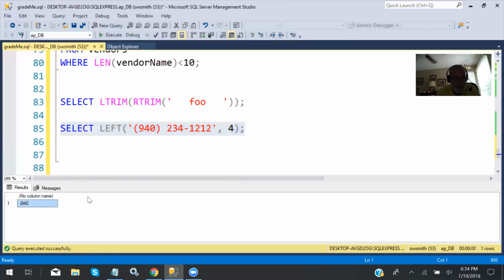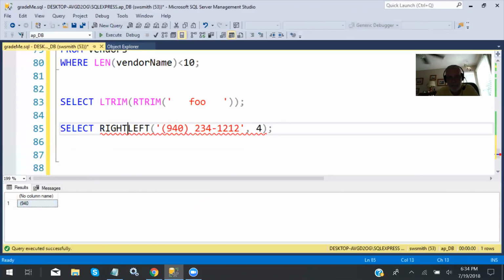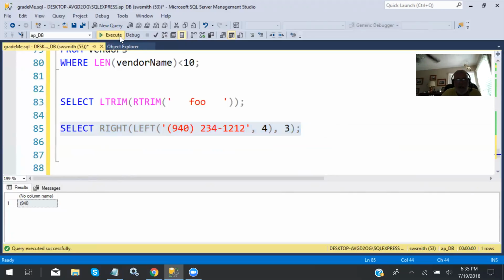And so I got my comma, or my open parentheses, and 940. But I don't want that parentheses. So I'm going to select right, comma, 3 of that one. So I say go in there and get the left 4, and then go in and get the right 3 out of that, and this should give me the 3-digit area code, and there I have my 940.